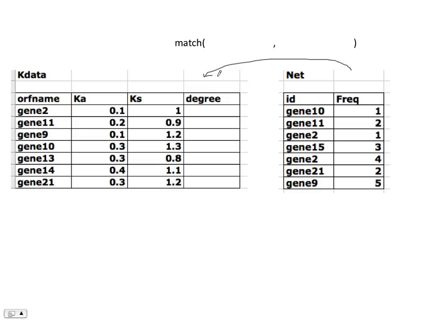So now the question is, how do we merge the two data sets? You can see the gene names are in different order. This one has gene 2, gene 11, gene 9, and this one is in different order. How do we match? Intuitively, let's work this one out. So gene 2 should be where? Gene 2 is here, in this row. So if I want to put a value here, I should go to the net data looking for gene 2 here.